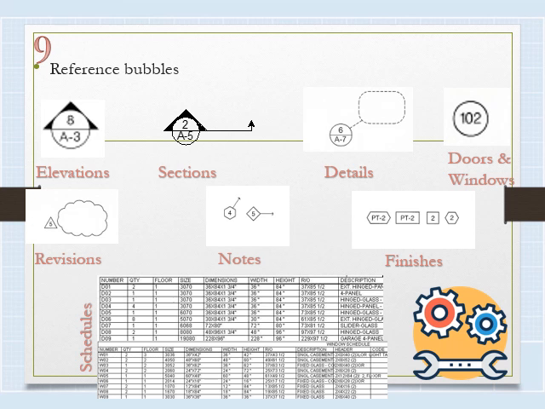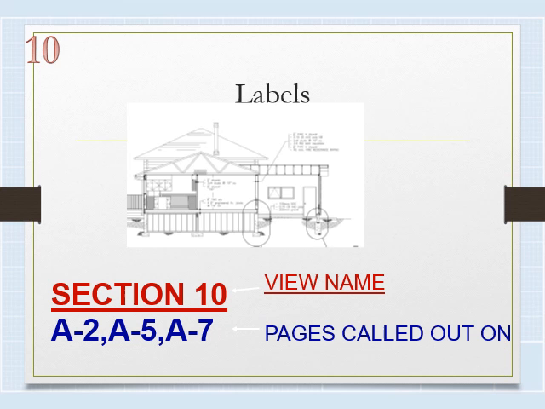We mentioned how to use reference bubbles if you have a big set of drawings to find your way through it. And remember to read the labels on your drawings to help you find what you need. So in this case, the number on the top is the name of the view, and the number on the bottom is the pages it's called out on, so where you'd go to see them.